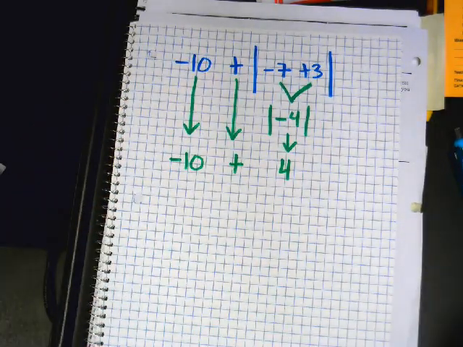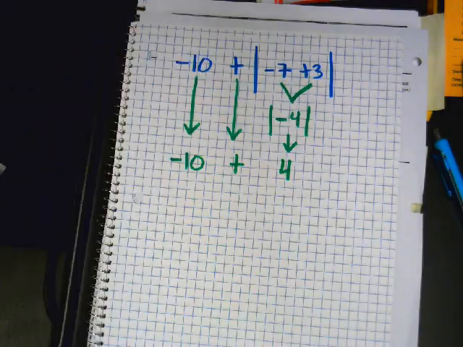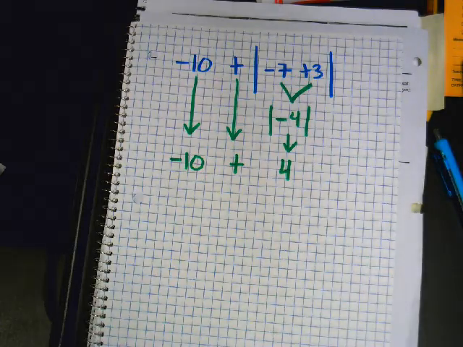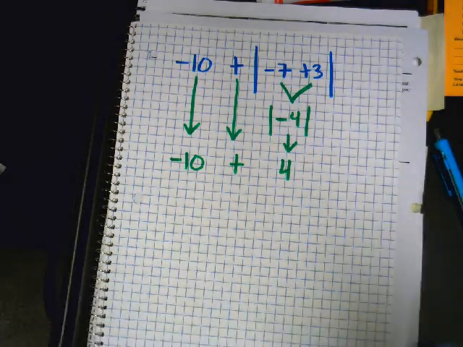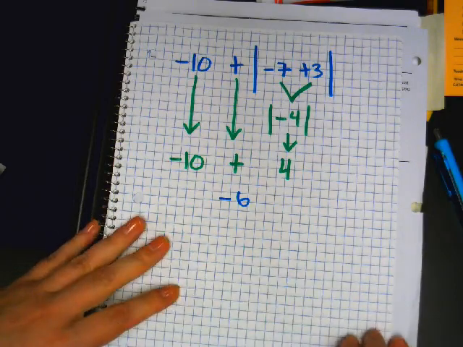Some kids are like, let's put bars. And it's like, nah, there are no bars. You don't just put bars. And what's our answer? -6. Okay, cool. Nice, good job.